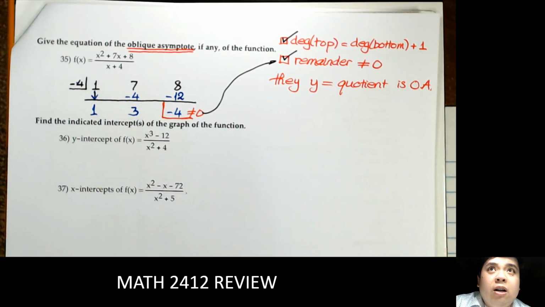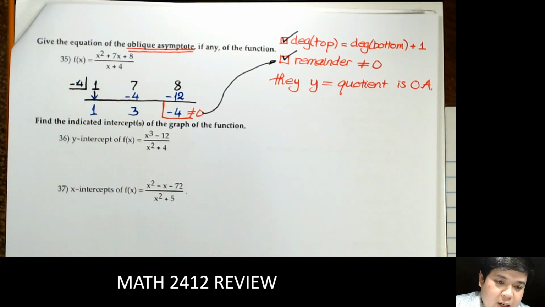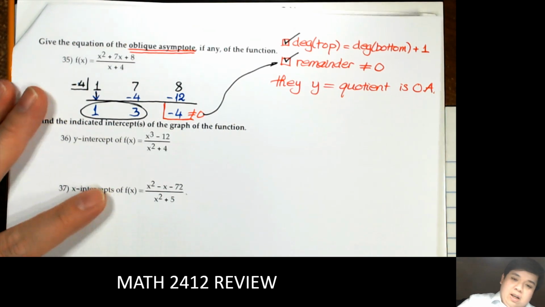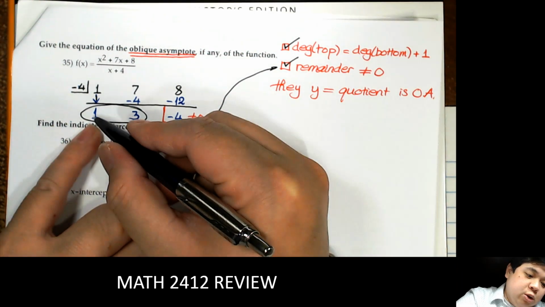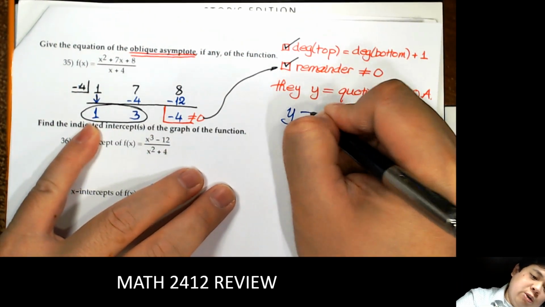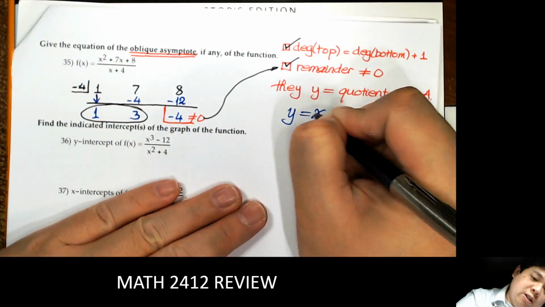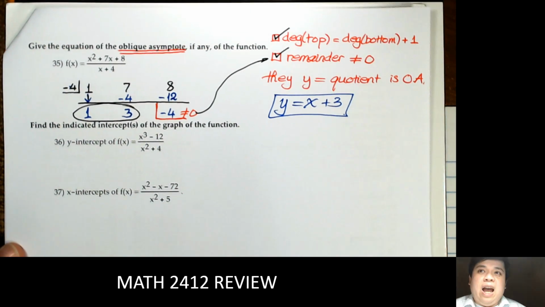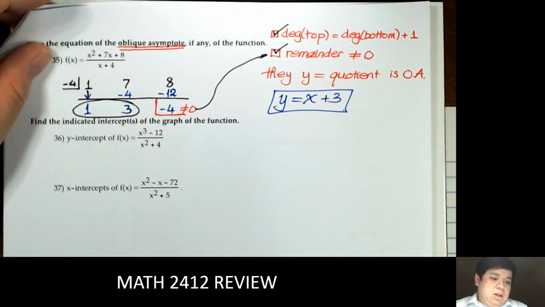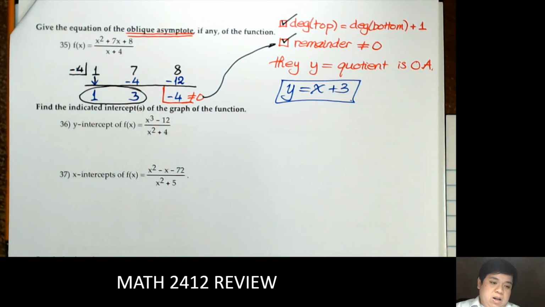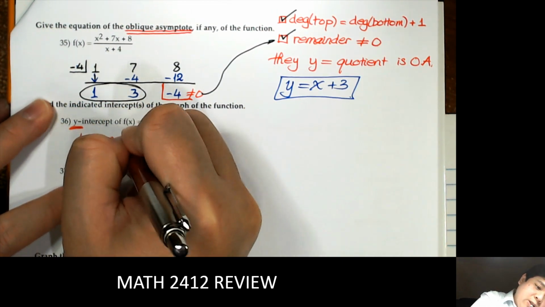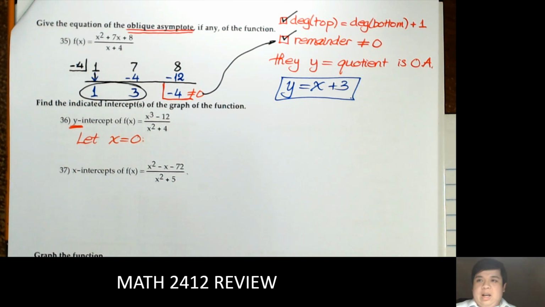So y equal to the quotient in that case will be the oblique asymptote. Corresponding to this 1 and 3 will be y equal to x plus 3. So that is the oblique asymptote. Right, next, the x and the y intercept. For y intercept, we're going to let x equal to 0. For x intercept, we're going to let y equal to 0.